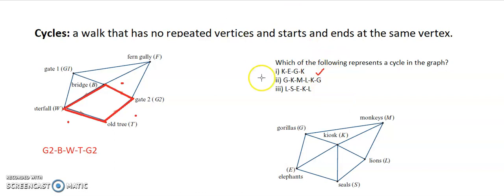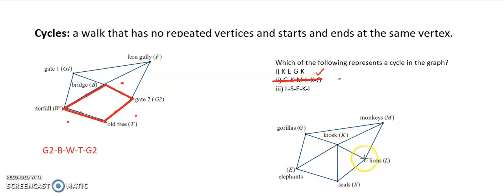The second one says we're starting at G. We're going to K. K to M. M to L. L to K. So we're going through the same vertex here, which means it can't be. And we should have seen that because we've got a double of K in the middle. So we know it can't be this one. Let's look at our last one.